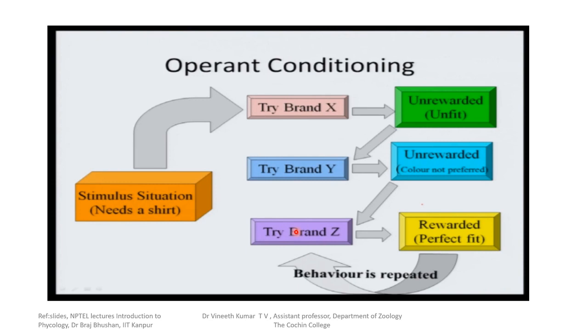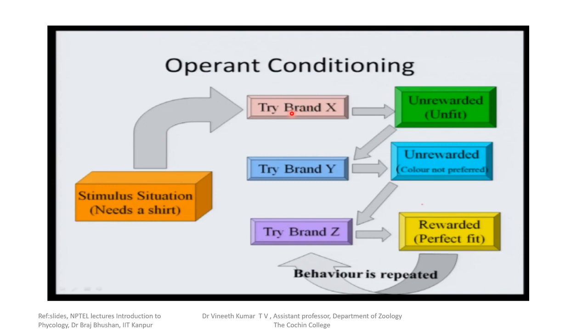So the classical conditioning is usually seen in animals, but operant conditioning can also be seen in humans. So this is an example of operant conditioning seen in humans while we select our costume, or our dresses. So when I visit a particular showroom for the first time, what I do is, I will try brand X. It is unrewarded in the sense that it is not fit. Unrewarded in the sense that I didn't get the shirt. The reward here is, I will be buying a shirt. That is a reward which I get here.